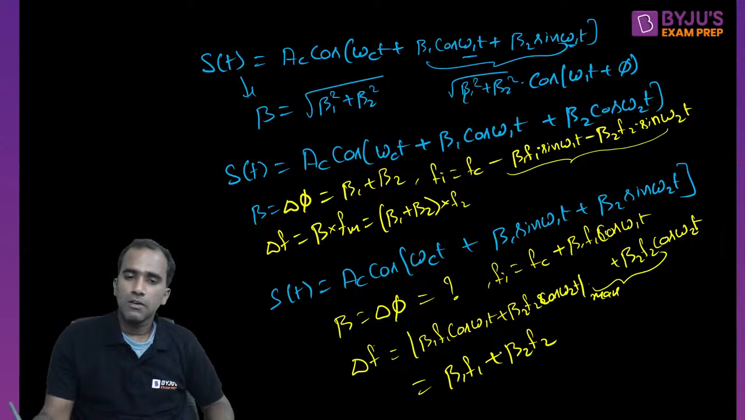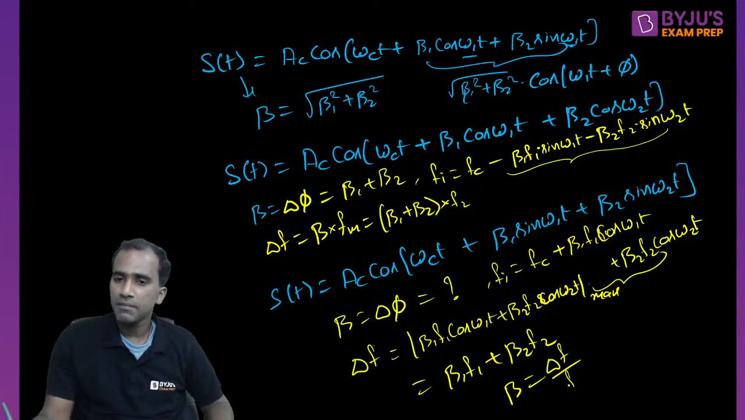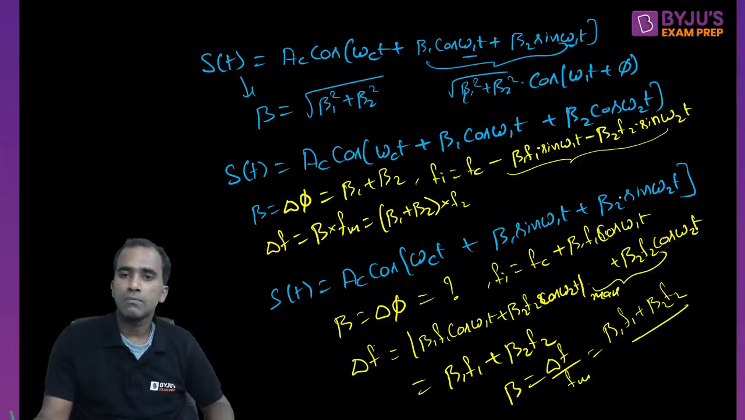Okay. So if you know the frequency deviation, how do you find the modulation index? The modulation index formula, if you remember, in the singleton case is del f divided by fm. You can use the same thing. Del f is beta 1 f1 plus beta 2 f2, divided by fm. In place of fm, there are two frequencies here. Substitute the highest frequency. Whenever there are multiple frequencies, take the highest frequency.